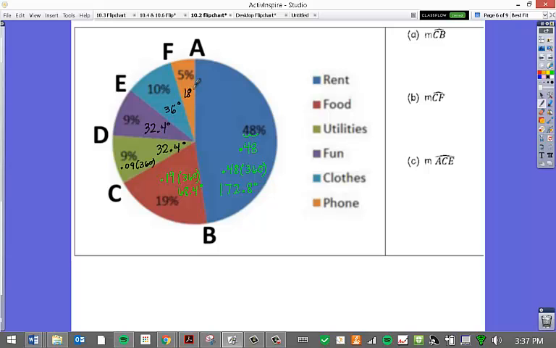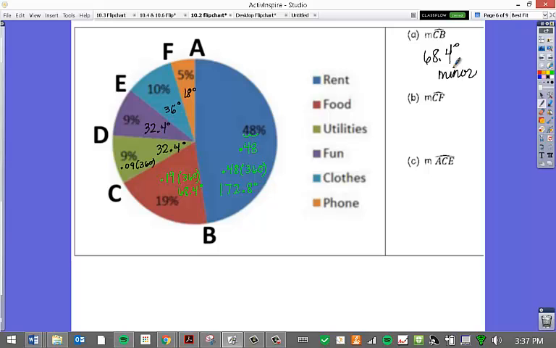Okay, and then you should be able to double check. You should be able to add up all of these angles and make sure that they add up to 360. Okay, so the measure of arc CB, the measure of that central angle is 68.4, so that means the measure of that arc is 68.4. And if it's less than 180, it is minor. Try part B and part C on your own. Find the measure of arc CF and the measure of arc ACE on your own.